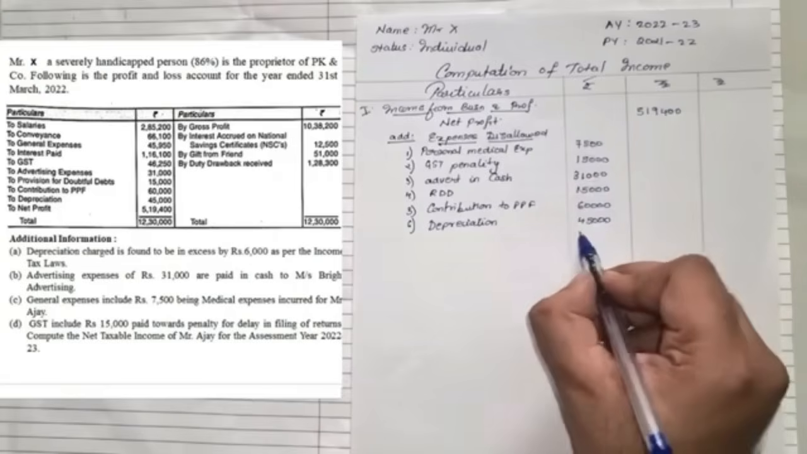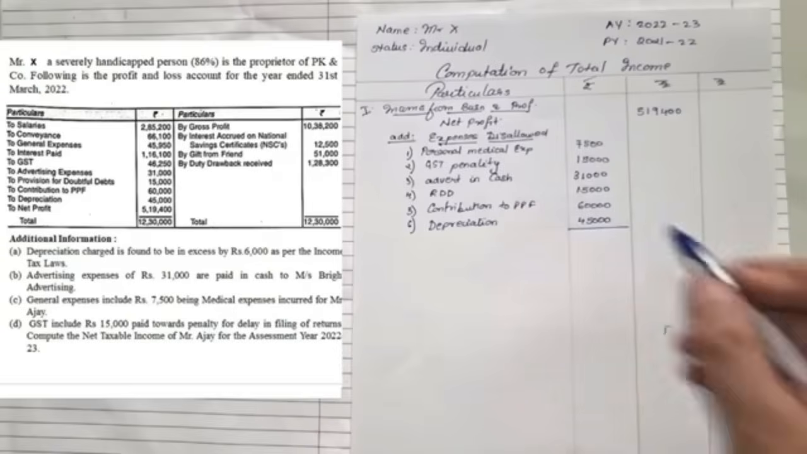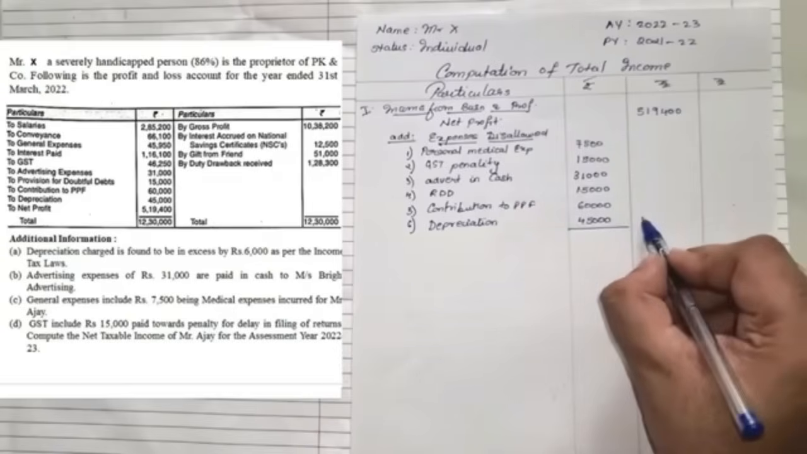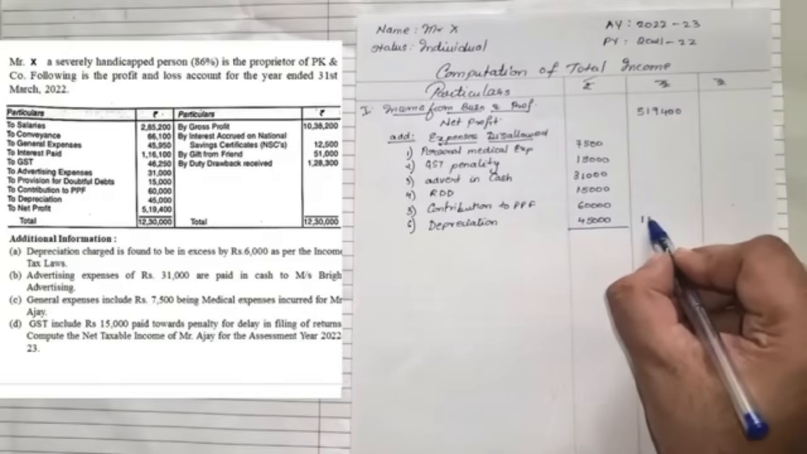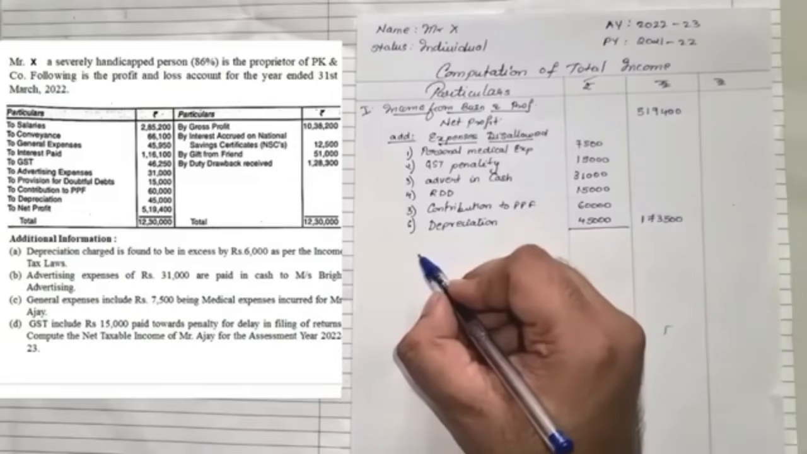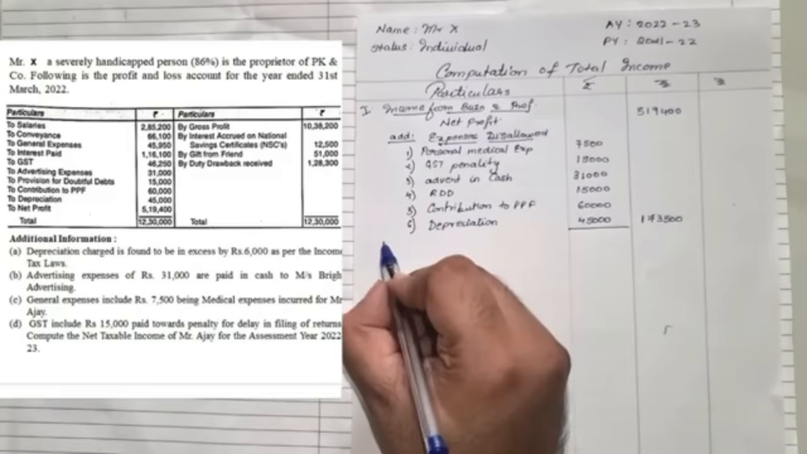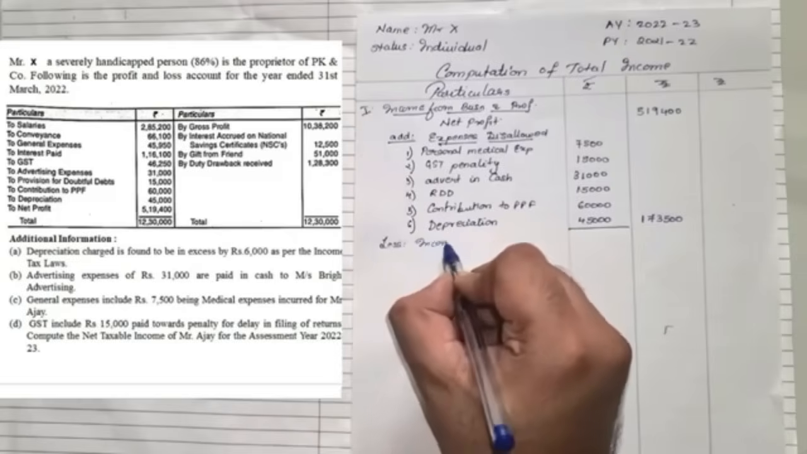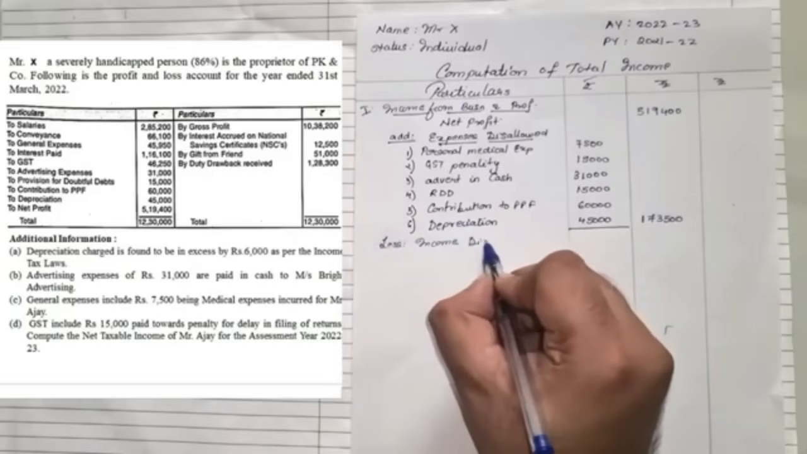Okay, so we have all the expenses done. So we added up: 7.5, 15, 31, 15, 60, 45. Total will come to 1,73,500. Once you have got all the expenses disallowed, next will be less: income disallowed.